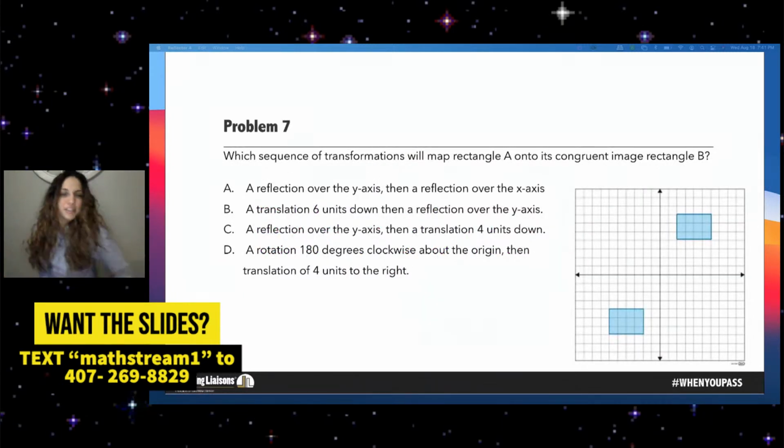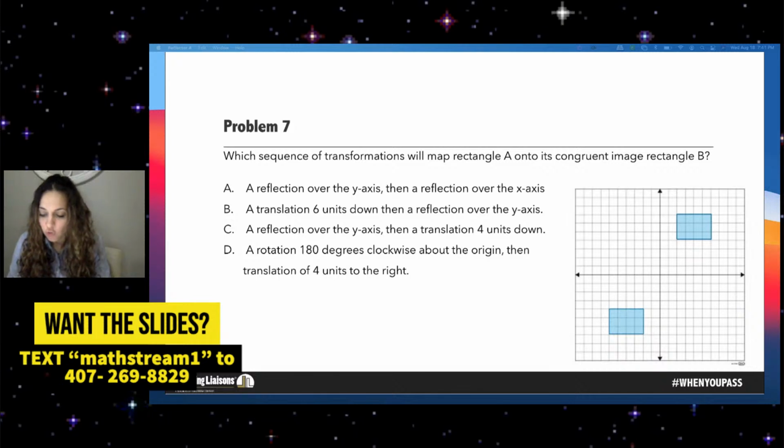Ooh, transformations. I love transformations. Which sequence of transformations will map rectangle A onto its congruent image rectangle B? This kind of problem tricks people because of the words, not because of the actual concept. So let's break this problem down after I read these answer choices.